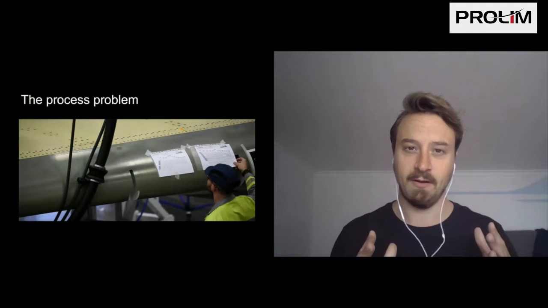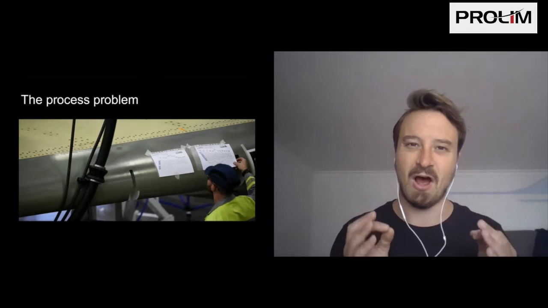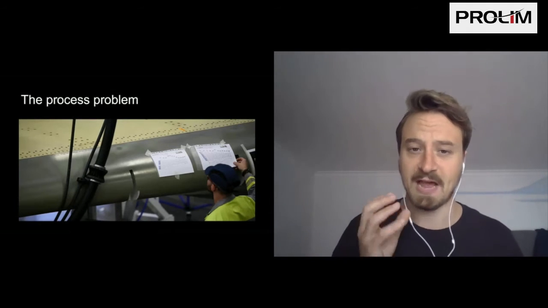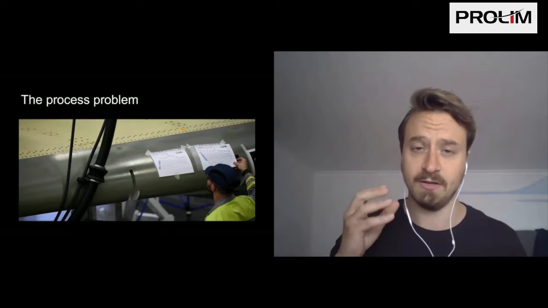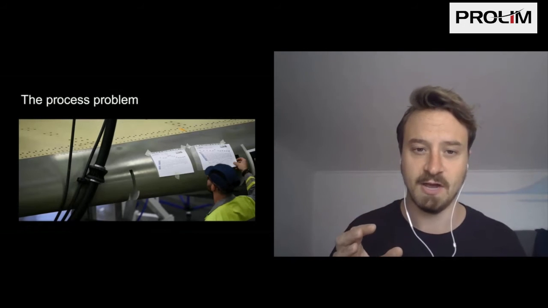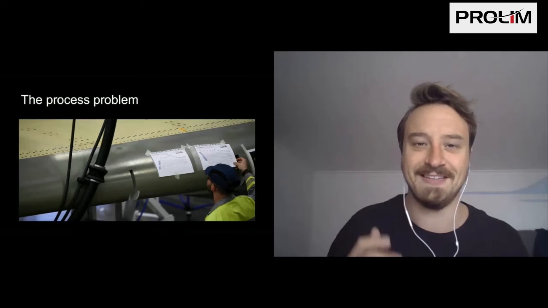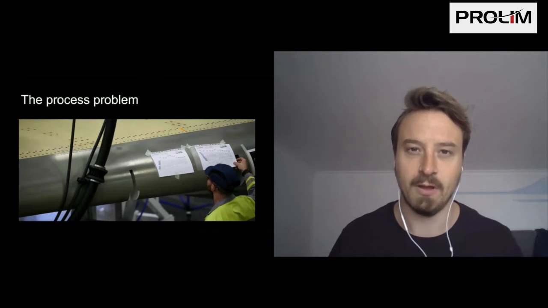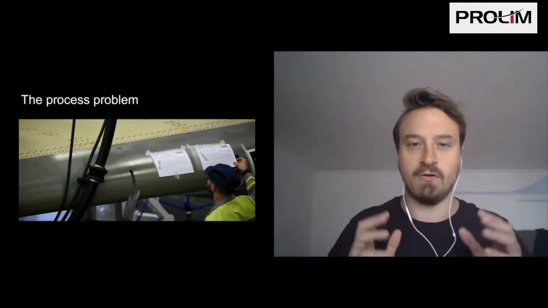This is somebody who is doing maintenance in a high-tech factory. Immediately, it becomes evident that this guy is doing an inspection, which is a task of a process that while he is in this high-tech factory, he's still conducting it on paper. And this is the process problem.